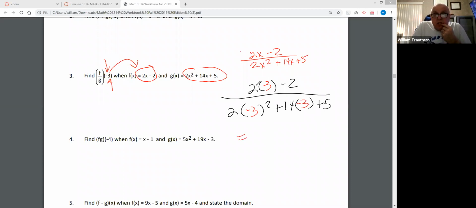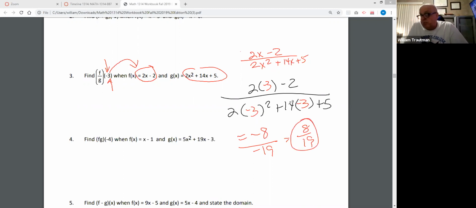So on the top, 2 times negative 3 minus 2, you get negative 8. On the bottom, I get 9 and 2, that's 18, minus 42 plus 5, I get a negative 19. So negative 8 divided by negative 19 is 8 over 19. Don't change it to a decimal. That's what the answer would look like. So remember, if it says you're going to divide these two functions, f goes on top, g goes on the bottom, and you're plugging negative 3 everywhere you see x.